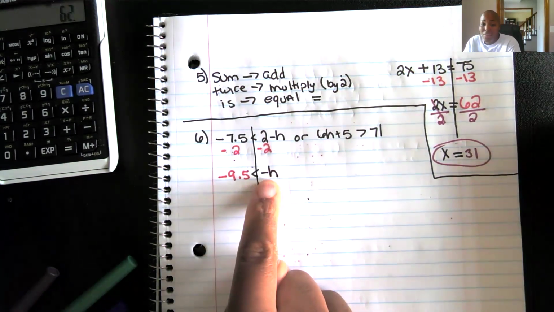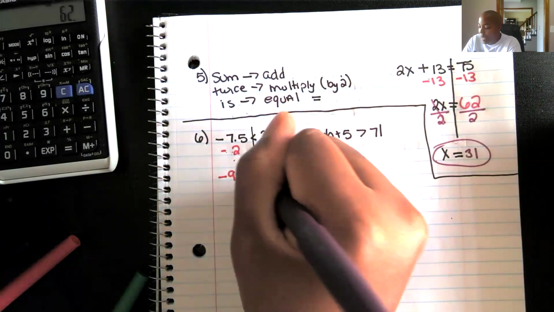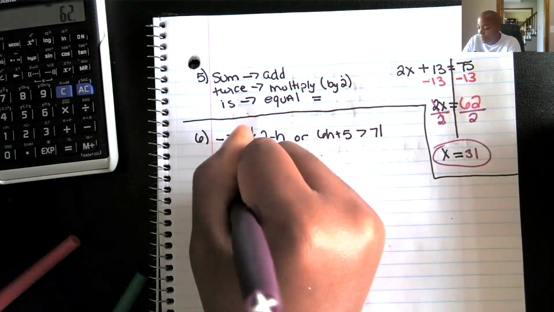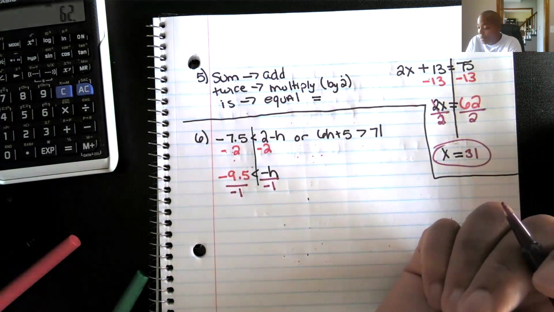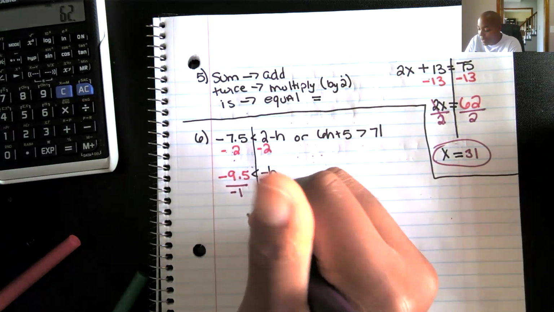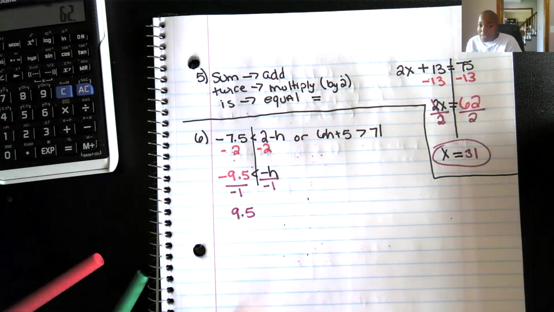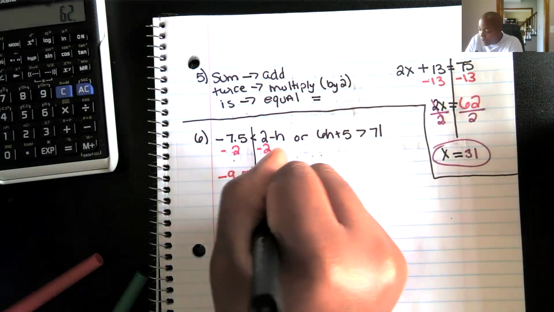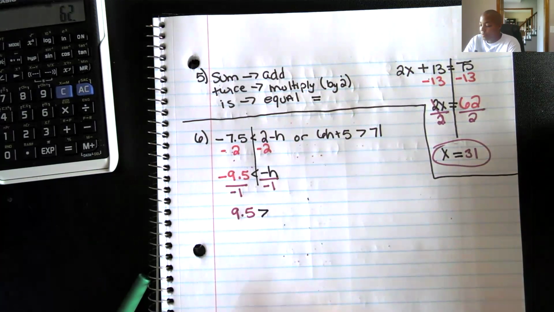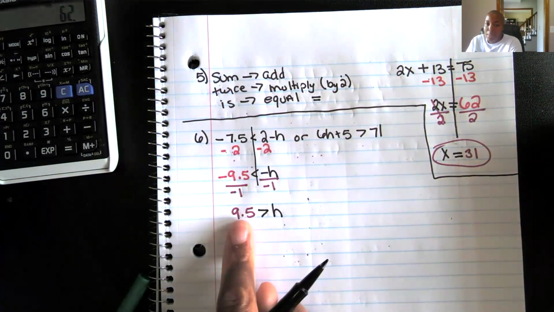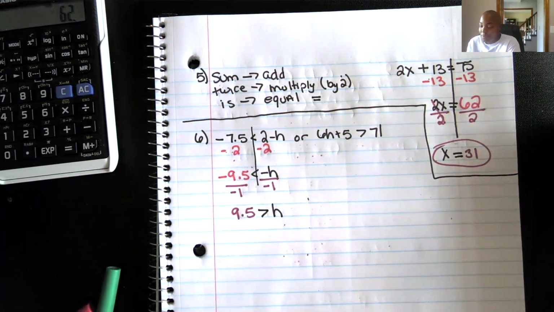All right, we need the value of h, not the value of negative h. So we have to get rid of that negative. The way we do that is dividing by negative 1. I'll start on the left. Negative 9.5 divided by negative 1 is positive 9.5. When you divide or multiply by a negative, your inequality symbol flips to the opposite direction. And then we have h. So this states 9.5 is greater than h, or h is less than 9.5. You can read it either way.